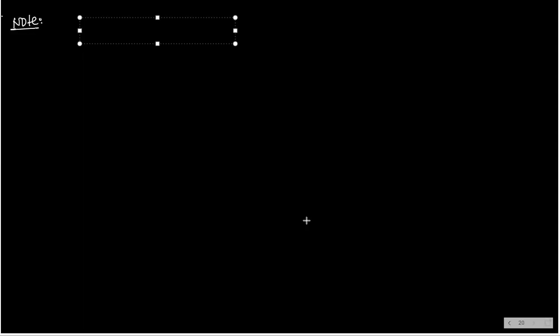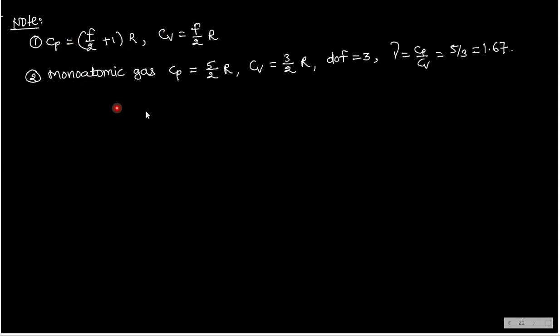So let's see some note points. Molar specific heat at constant pressure is Cp equal to (f by 2 plus 1) into R, where f is degrees of freedom. Cv is equal to f by 2 R. So whatever f you have, you can substitute here and get the Cp and Cv values. For example, monatomic gas: Cp is equal to 5 by 2 R, Cv is equal to 3 by 2 R, because the degree of freedom is 3. Gamma is equal to Cp by Cv, that is 5 by 3, equal to 1.67.